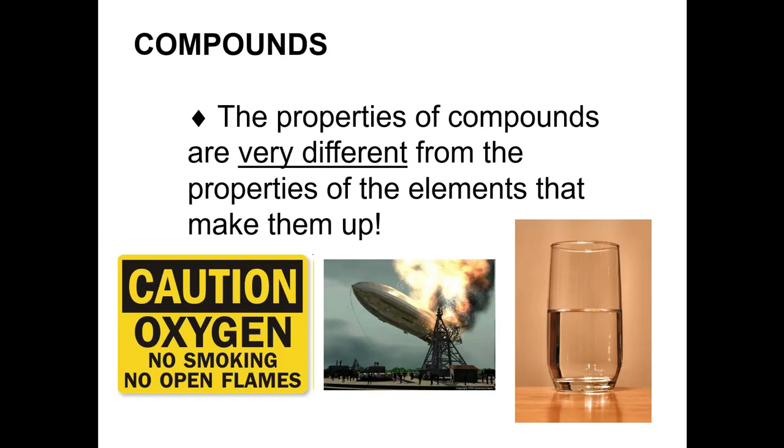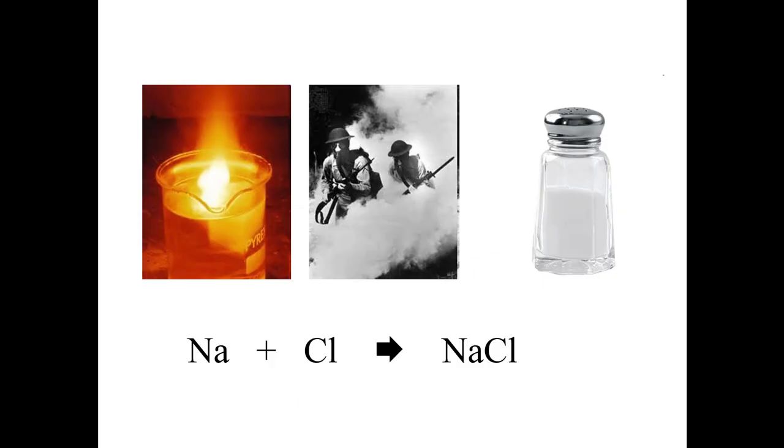Caution! The properties of compounds are very different from the properties of the elements that make them up. For example, if you just have oxygen together, it can burn. But oxygen and hydrogen together is water. It does not burn. Common table salt is sodium plus chlorine, NaCl, the salt you see on the table. Sodium is very volatile. You mix sodium with water, it'll burn. Chlorine, Cl2, a gas, is very poisonous.